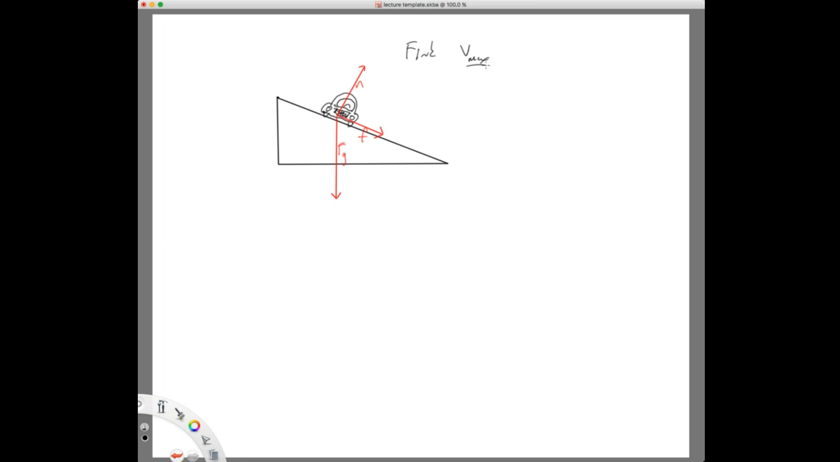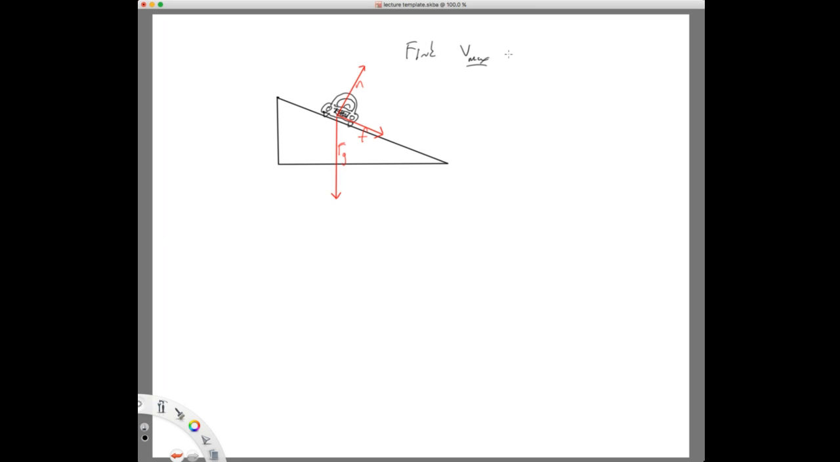And after we find Vmax, I'm going to announce an extra credit opportunity where we do the opposite. We try to find the minimum speed this car can go around the track without sliding off. So pay special attention to this example, and then that will help you when I discuss the extra credit opportunity. Okay, so there are my three forces.